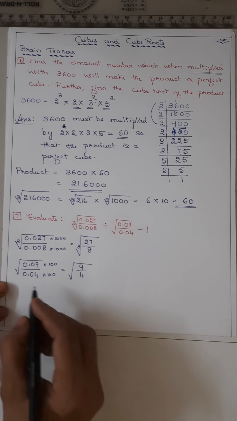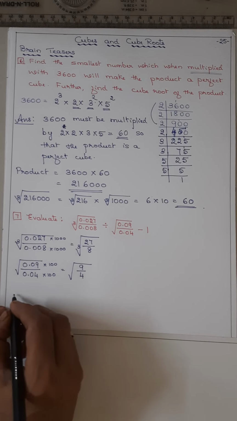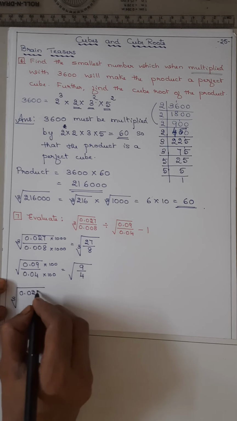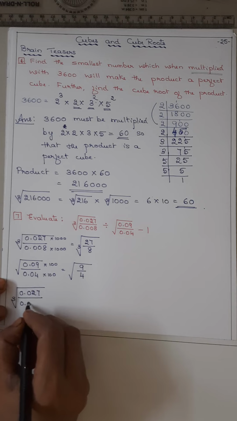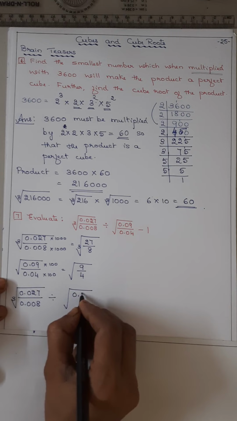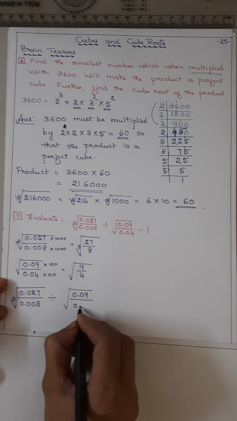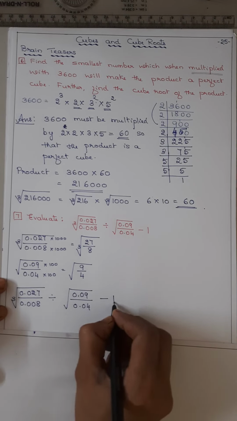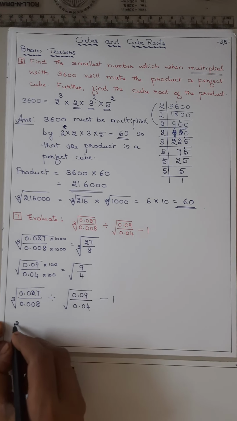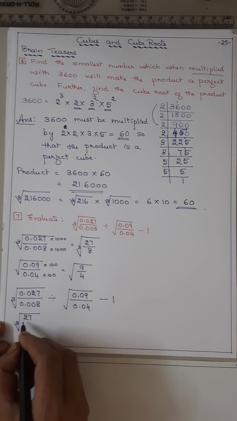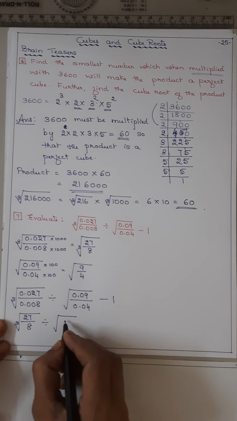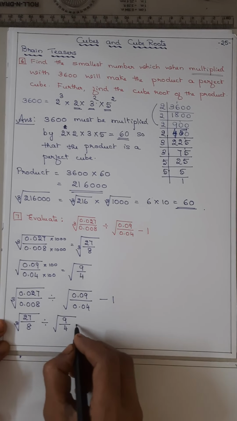Okay. Now write the question. The cube root of 0.027 upon 0.008 divided by square root of 0.09 upon 0.04 minus 1. This is the question. So write whatever you got: cube root of 27 upon 8 divided by square root of 9 by 4 minus 1.